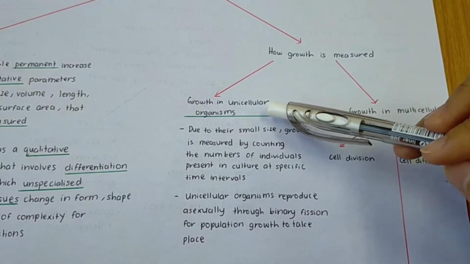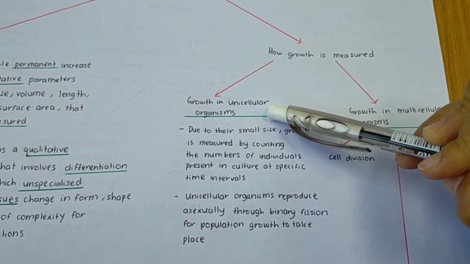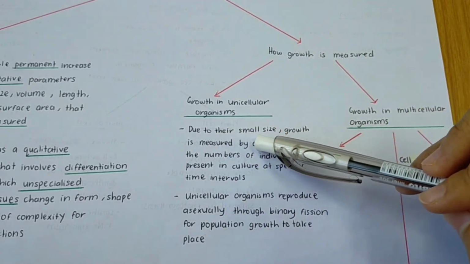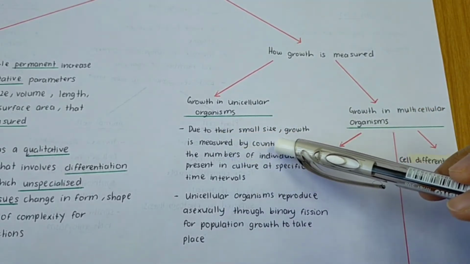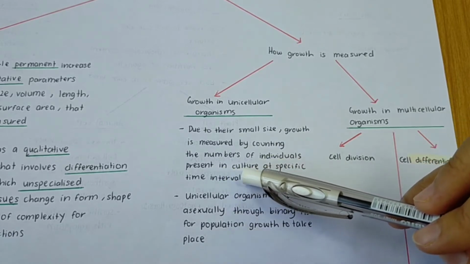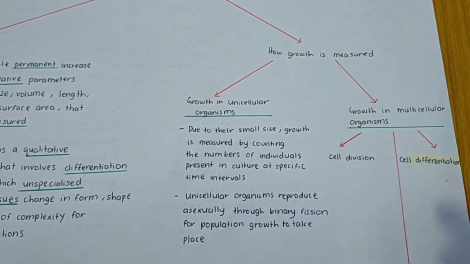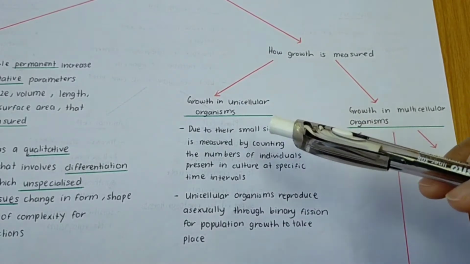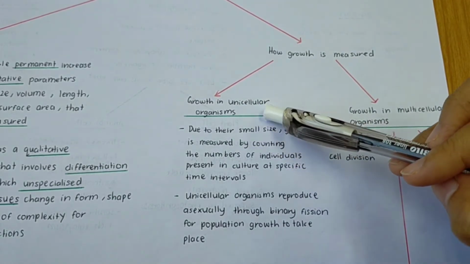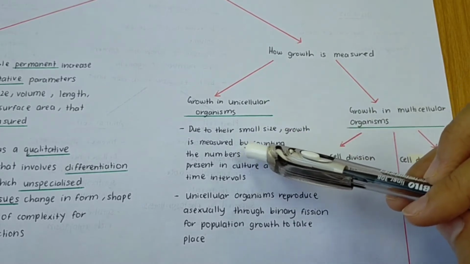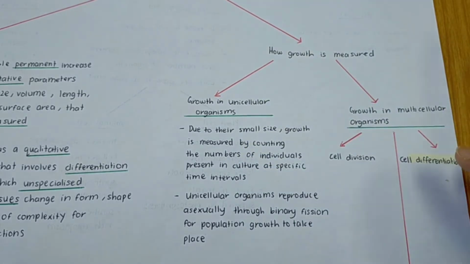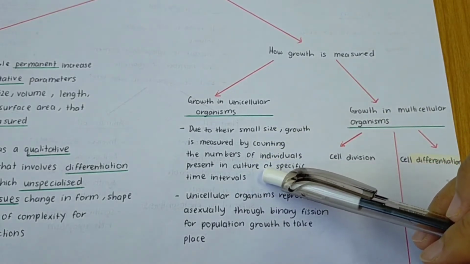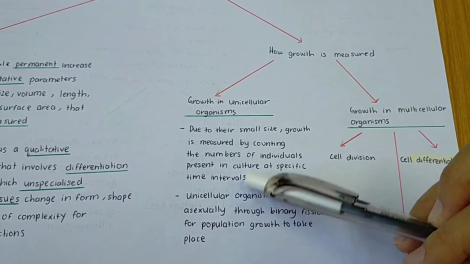Now, we look at how growth is measured. So, for growth in unicellular organism, how is growth in unicellular organism measured? Okay, so due to their small size, growth is measured by counting the numbers of individual present in culture at specific time interval. So since untuk unicellular organism, the size adalah lebih kecil, so macam mana kita nak consider growth that involve the unicellular organism? By counting the number. Maksudnya kita tengok dari segi bilangan individu yang ada di dalam sesuatu culture at specific time interval.